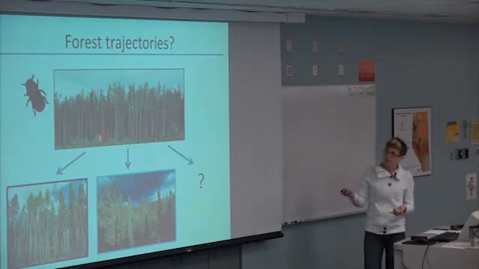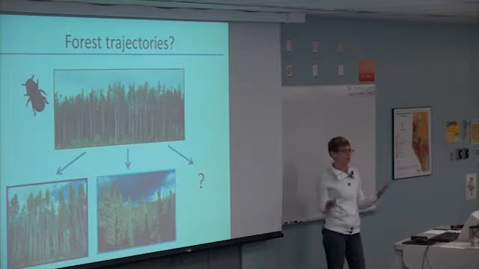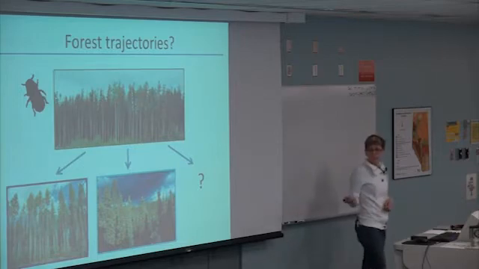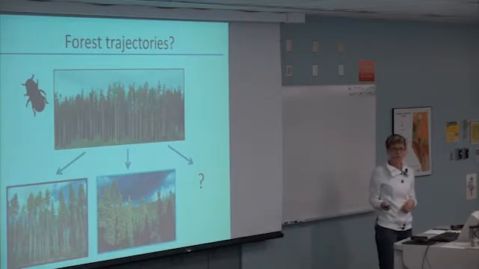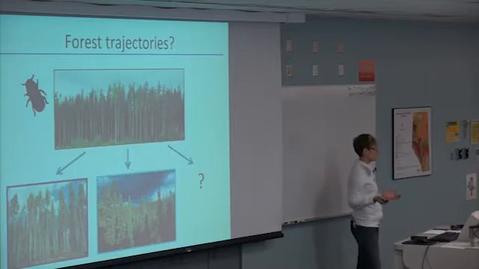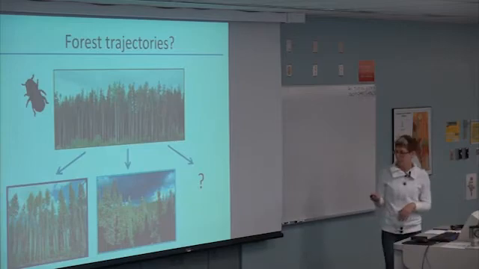So just some examples. Is this forest, after the beetle's gone through, going to turn into another lodgepole pine-dominated forest? Is it going to turn into something that's dominated by spruce? Or, in the absence of regeneration of any of those tree species, is it going to turn into something else that looks entirely different, that we're just not really sure of?